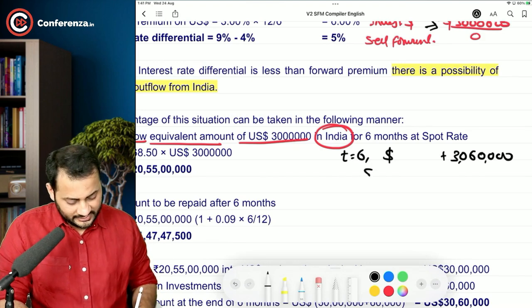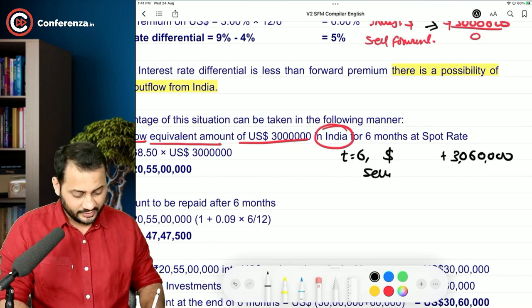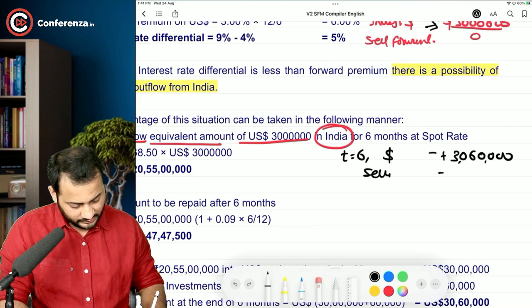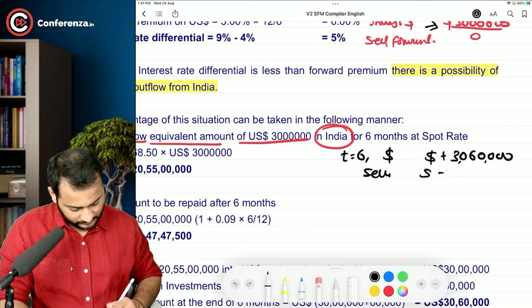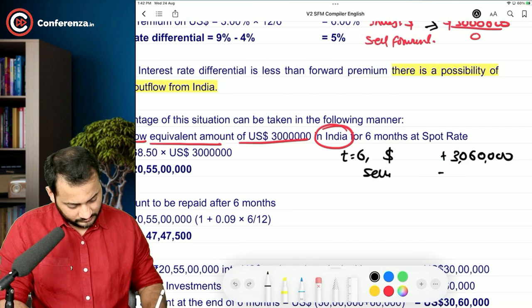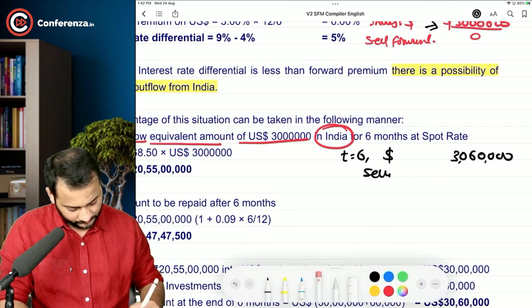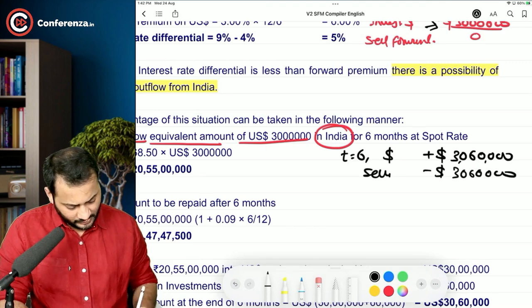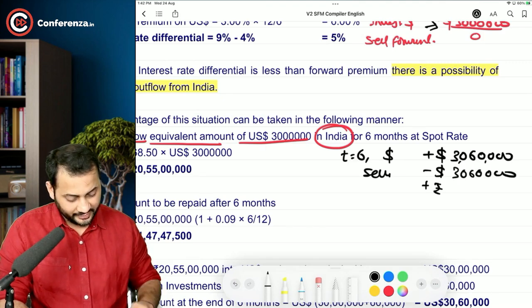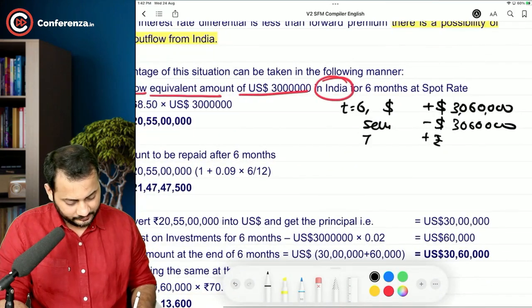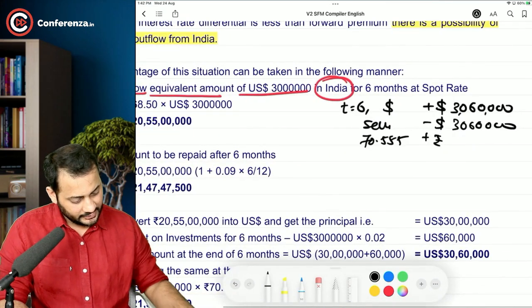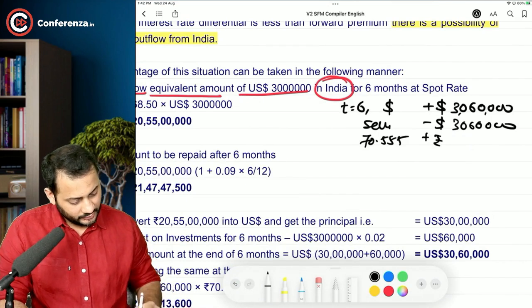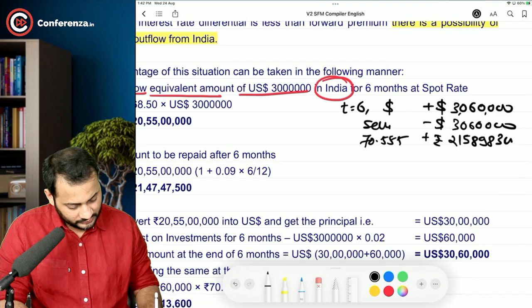Okay. You will sell it in the forward contract that you agreed. So you will just pay that much and receive rupees. At what rate? Sir, 70.555. So multiply that. You will get around 21 crore 58 lakh 98,300.